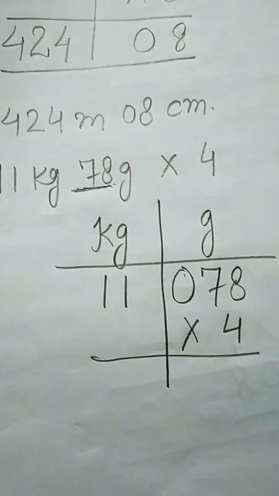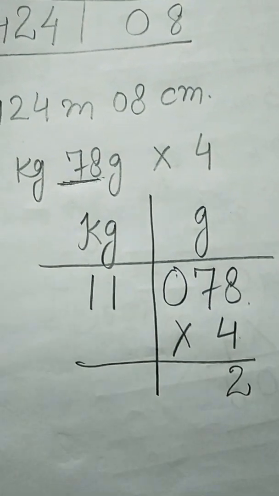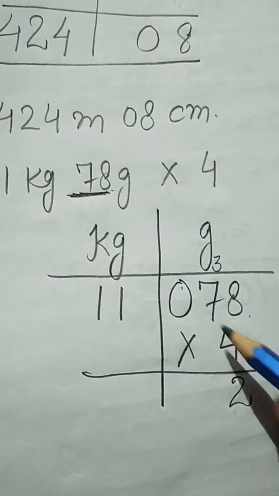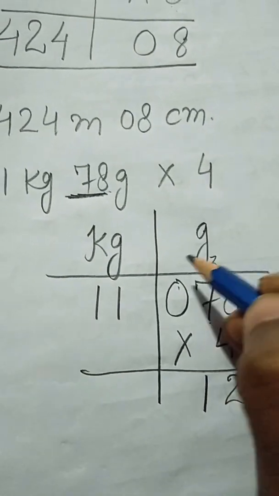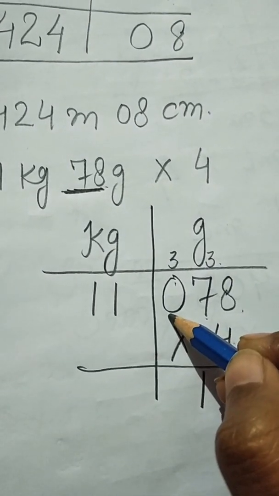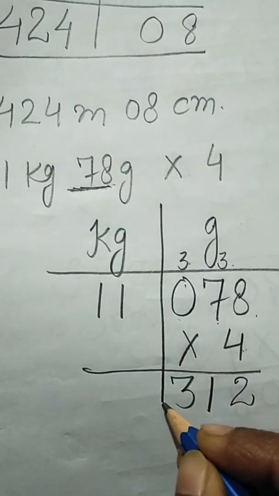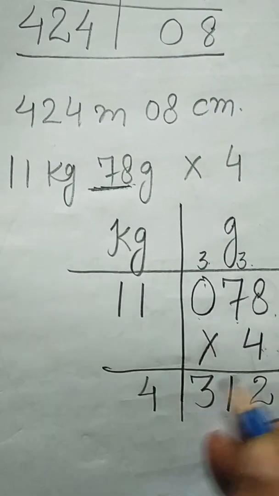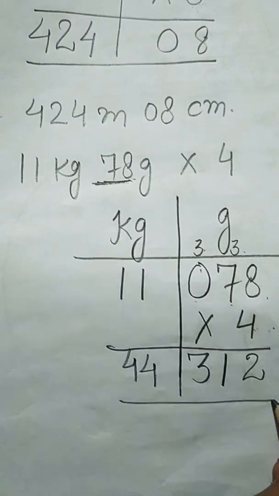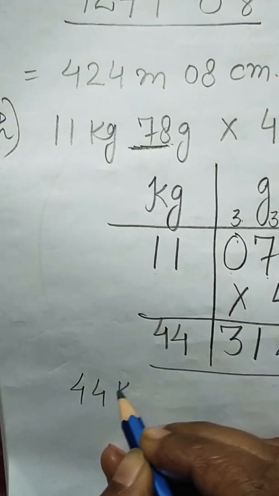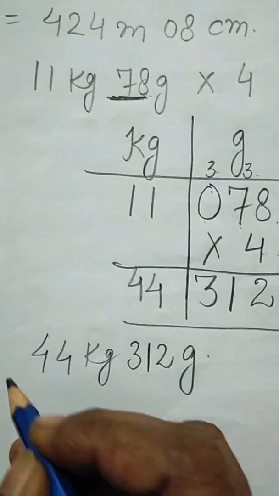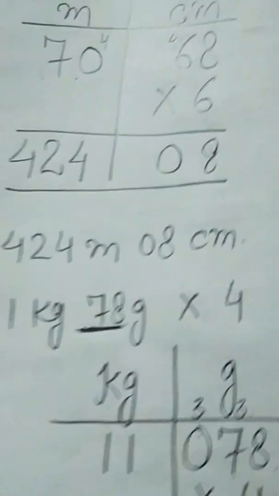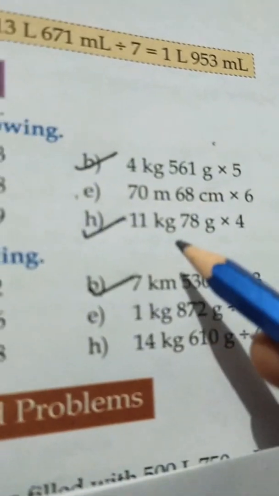This is very important to put 1 zero here, otherwise your sum may be wrong. Now we will do the calculation. 4 8s are 32, 3 carried. 4 sevens are 28 plus 3 is 31, then 3 again carried. 4 zeros are 0 and 3 will be there. Then 4 ones are 4 and 4 ones are 4. So here we got 44 kilogram and 312 gram. Yes. Now let's move to sum number 2. Here I part you people will do by yourself.